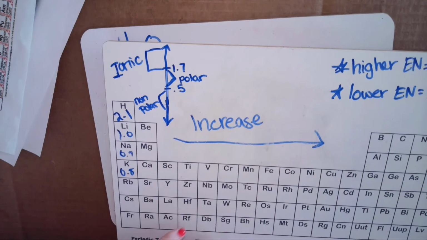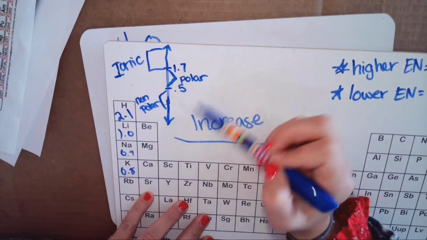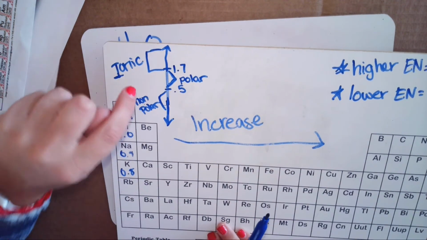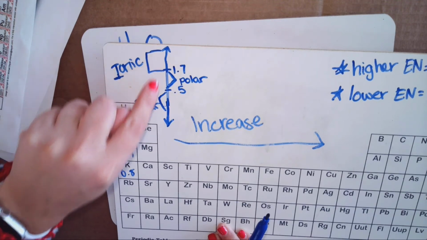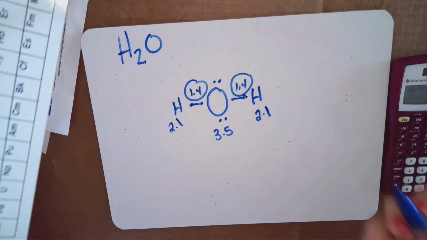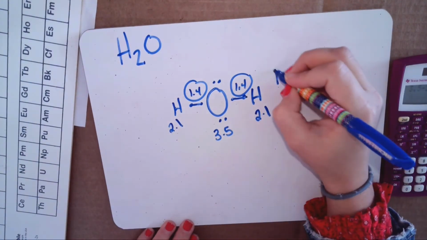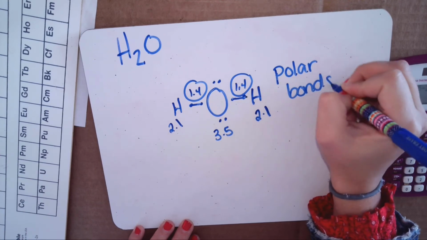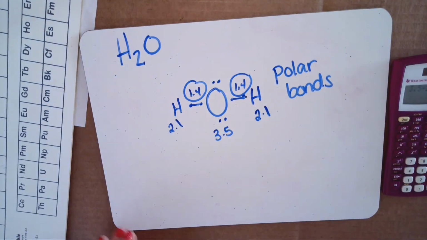Let's go back to our scale on our table. Where does 1.4 fall on this scale? Polar, because it's less than 1.7, so it's not quite ionic, but it's higher than 0.5. So in water, each of these bonds is a polar bond. Okay? That means nothing to you yet. We're just learning the words.